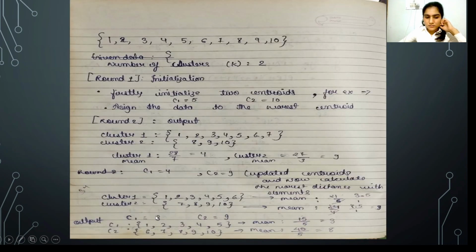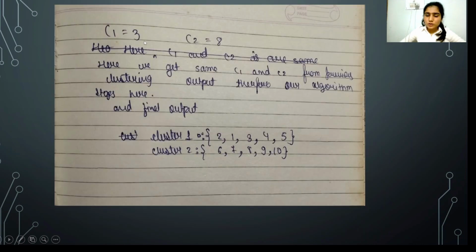You can see that here C1 is 3 and C2 is 9. I'm sorry, a mistake happened. By mistake, I wrote C2 equals 9, which is not right. C2 equals 8 is right. So here you can see that C1 equals 3 and C2 equals 8. And again, we get C1 equals 3 and C2 equals 8. So here we get the same C1 and C2 from the previous clustering output.